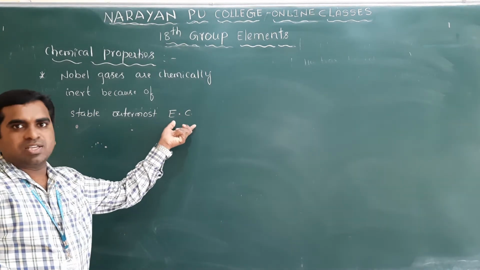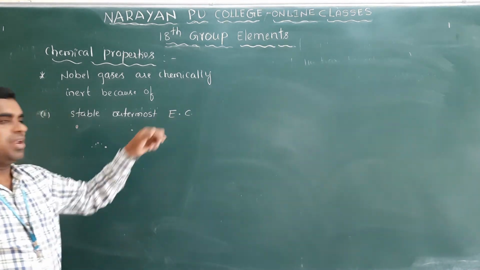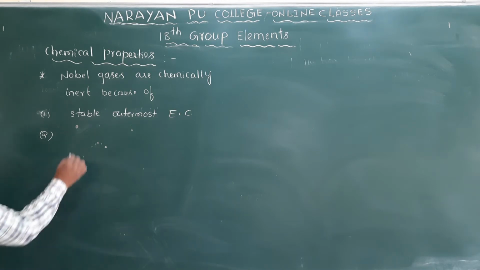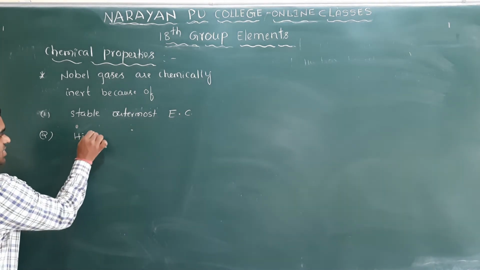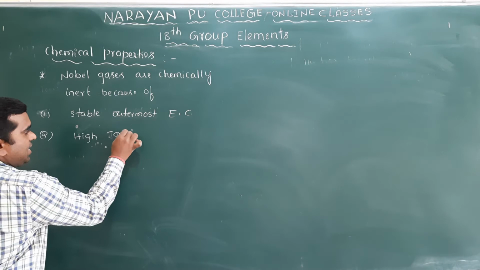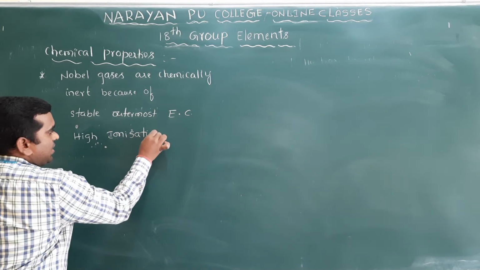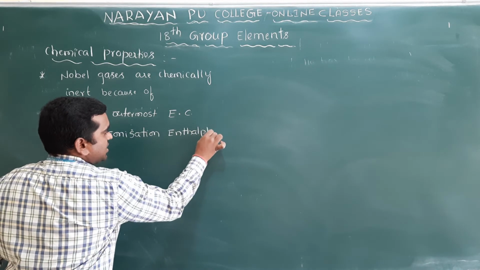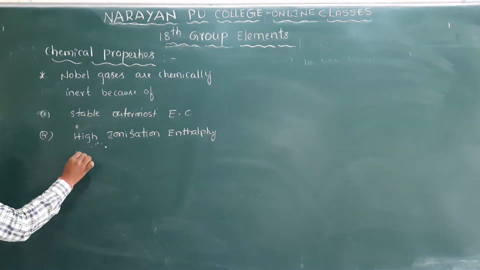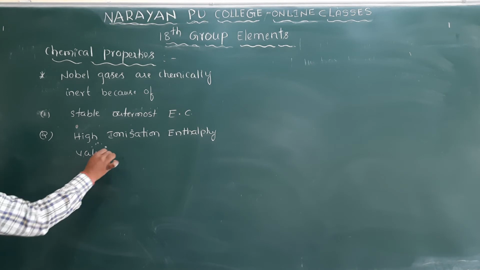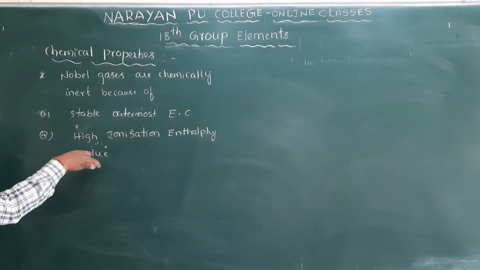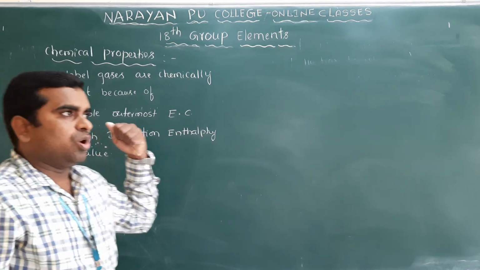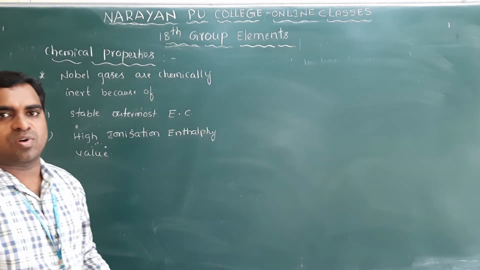Don't write EC in your book. Write electronic configuration. Clear? The second one is high ionization enthalpy values. So due to this high ionization energy, noble gases cannot lose their electrons easily.